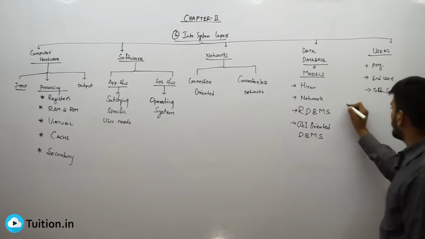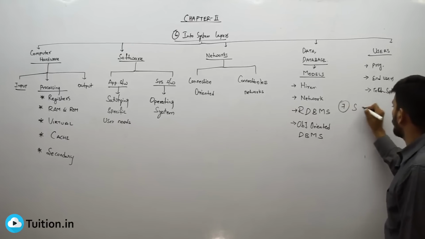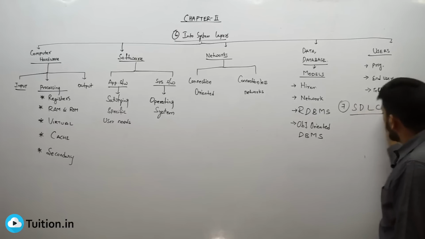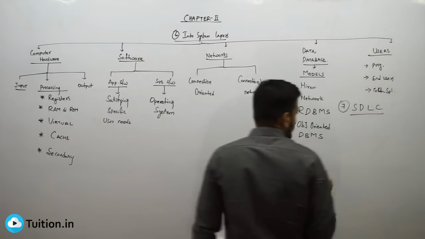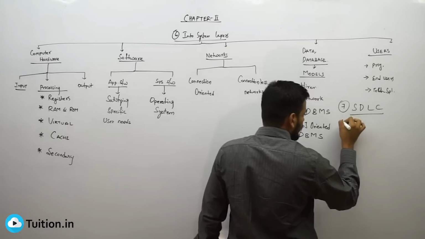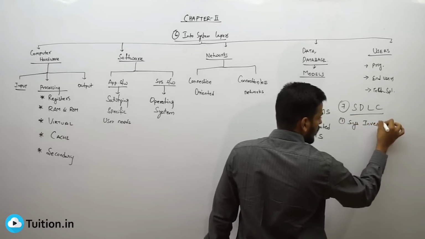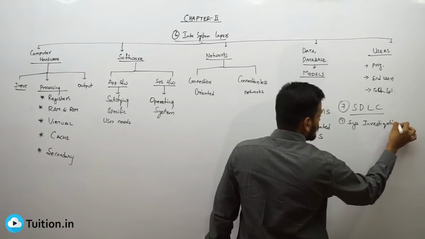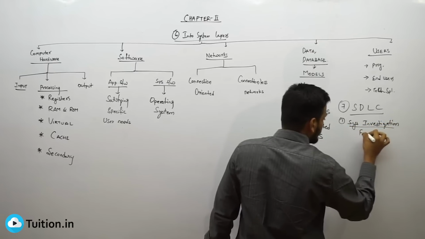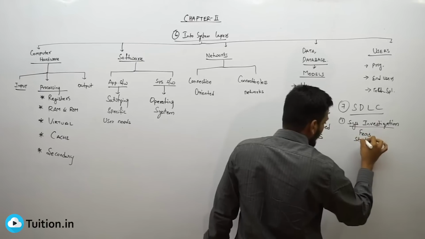Then topic number 7, I'm quickly marking up here itself. It's called system development life cycle. System development life cycle talks about 5 stages. First one talks about system investigation. Under system investigation, we are doing something called a feasibility study, for which I have a technique for you.